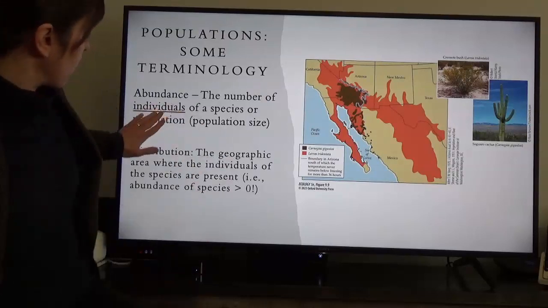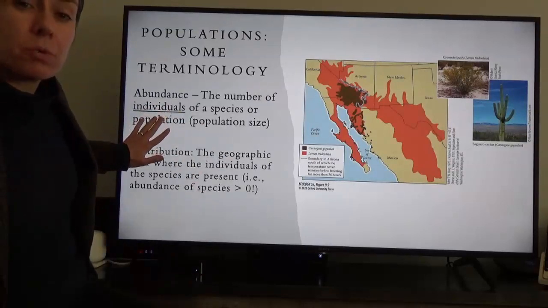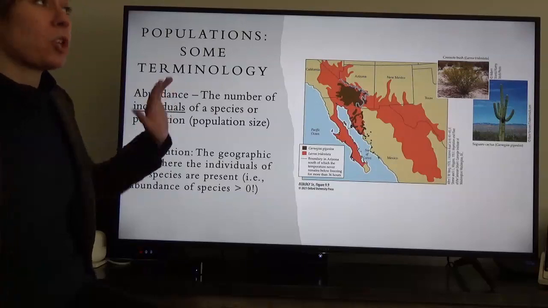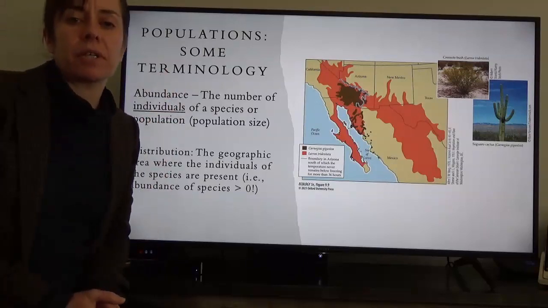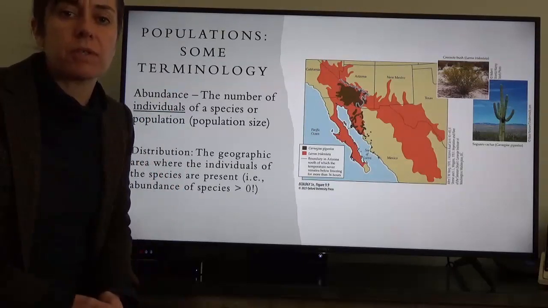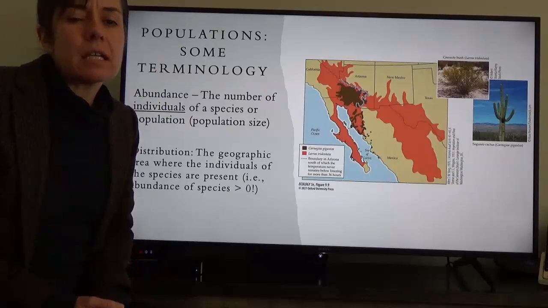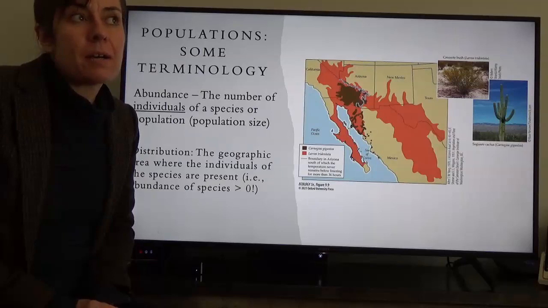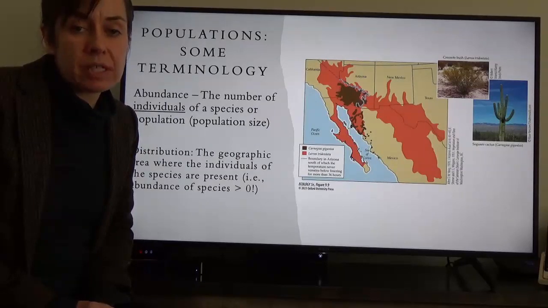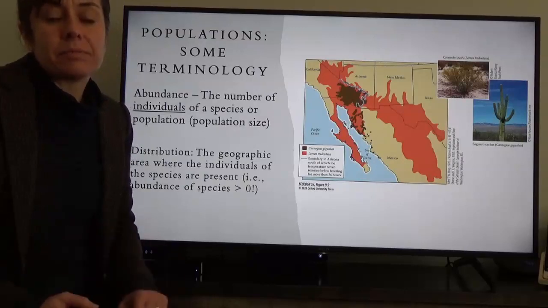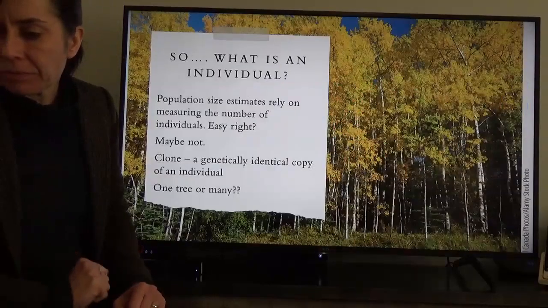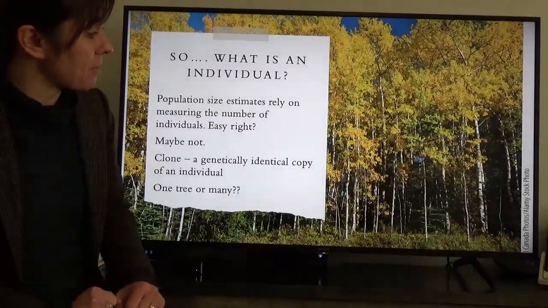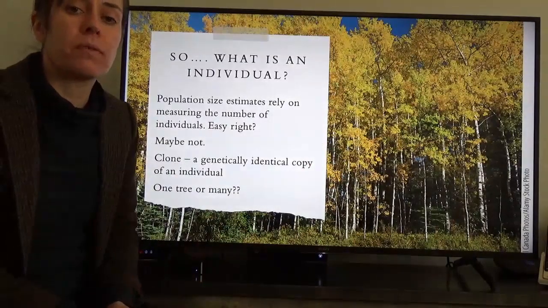All right, so back to this point about individuals. What is an individual? You may think in your head that you have that very clear. You know, I'm an individual, you're an individual. But it gets a little murkier when we're talking about some taxa that have other types of life histories than we do. So just as an example, this lovely grove of aspen.